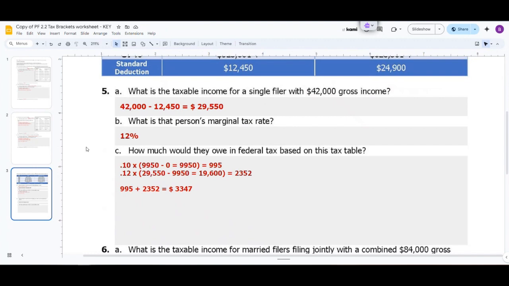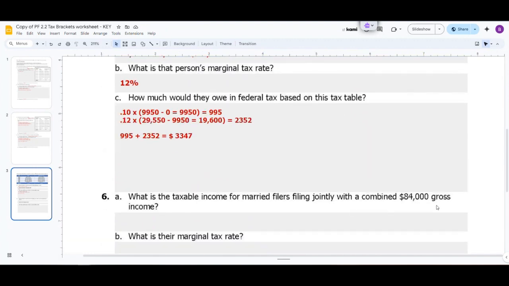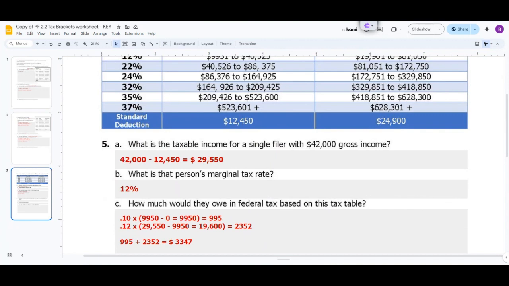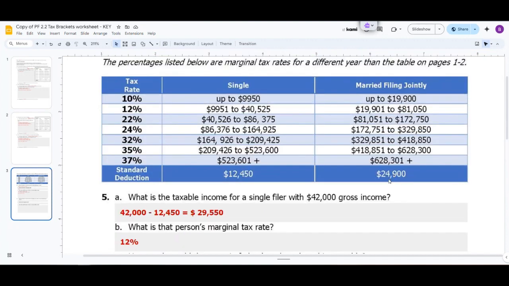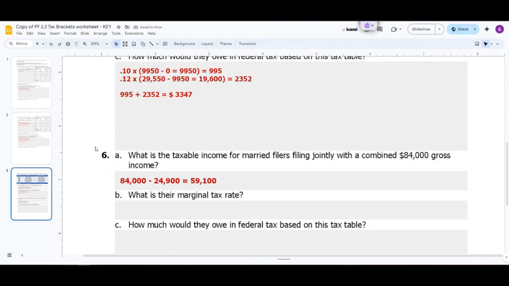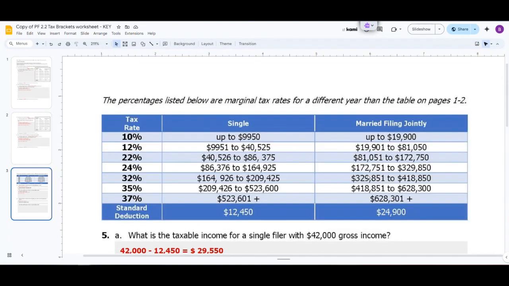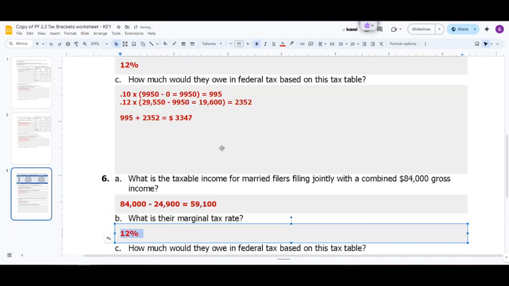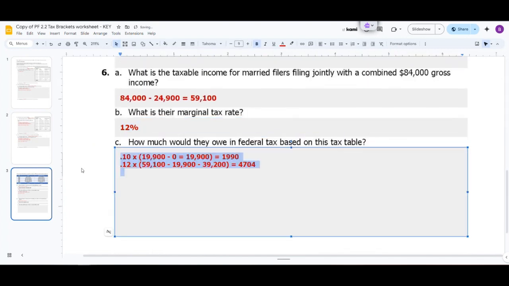All right, last one. Taxable income for married couples filing jointly with a combined 84,000 gross income. Married filing jointly has a standard deduction, in this case, of 24,900. We subtract that out and we're left with 59,100. Looking up at the bracket, 59,100 again falls into the 12% range. So their marginal tax rate is 12%.